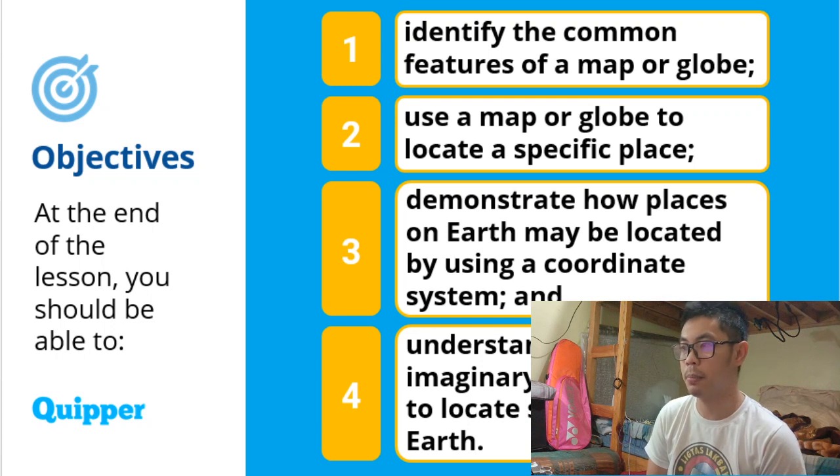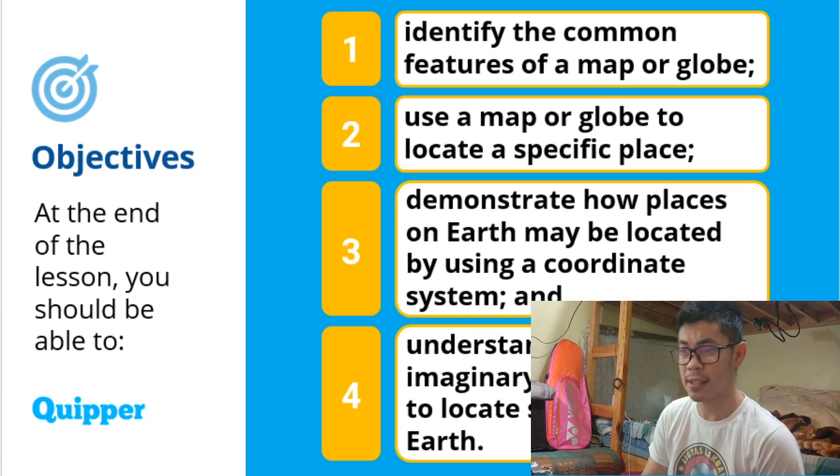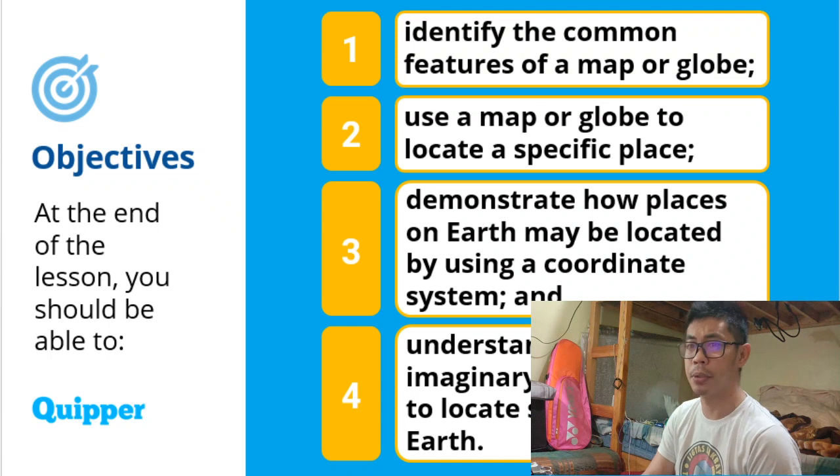Number three, demonstrate how places on Earth may be located by using a coordinate system. And number four, understand how the imaginary lines are used to locate specific places on Earth. Alright? So let's go directly to what these different things are.